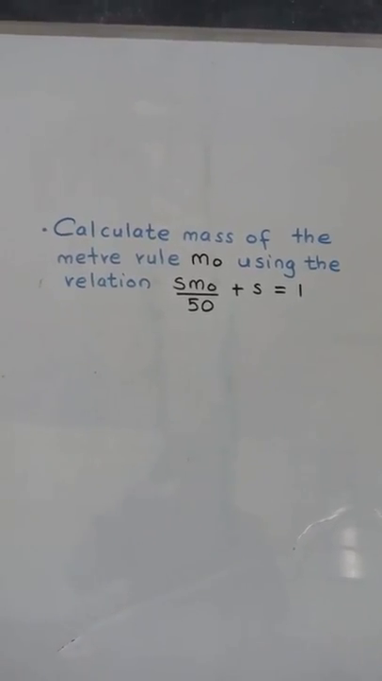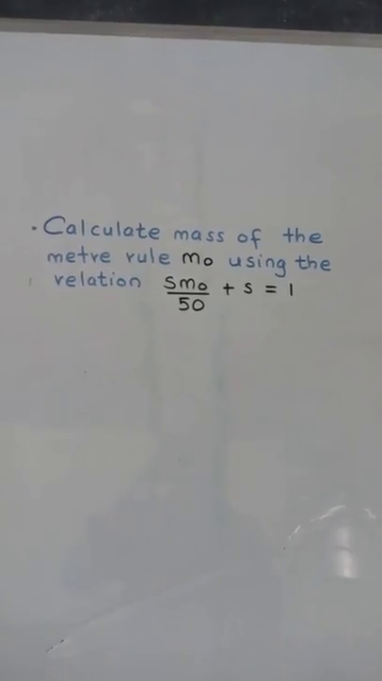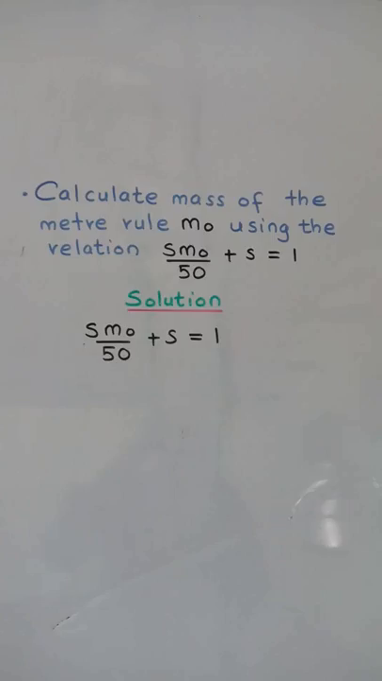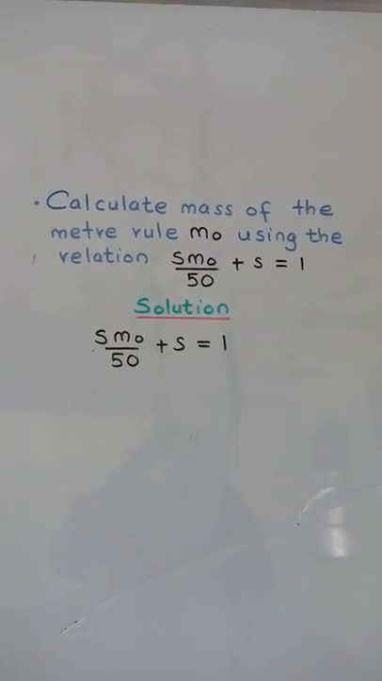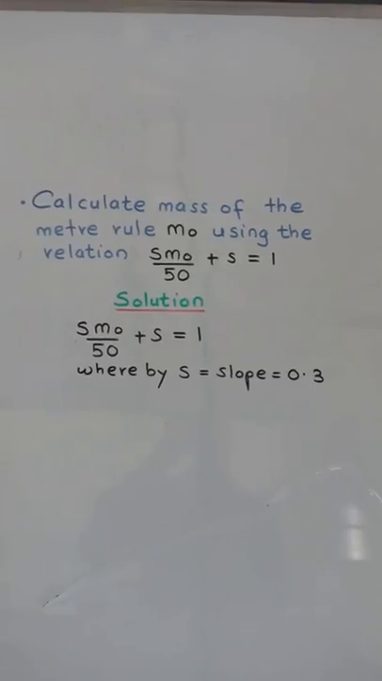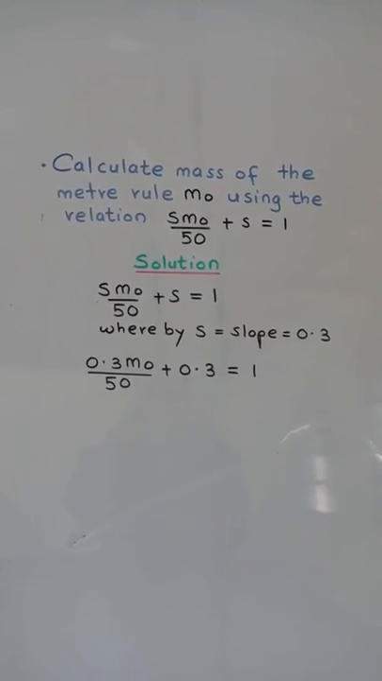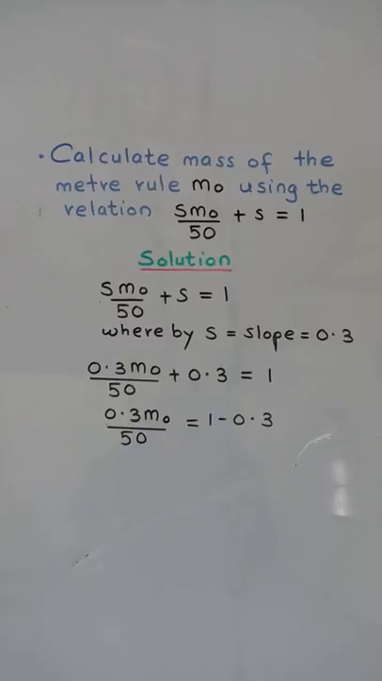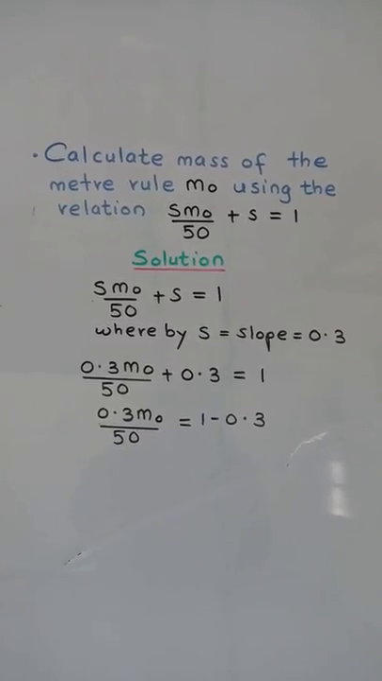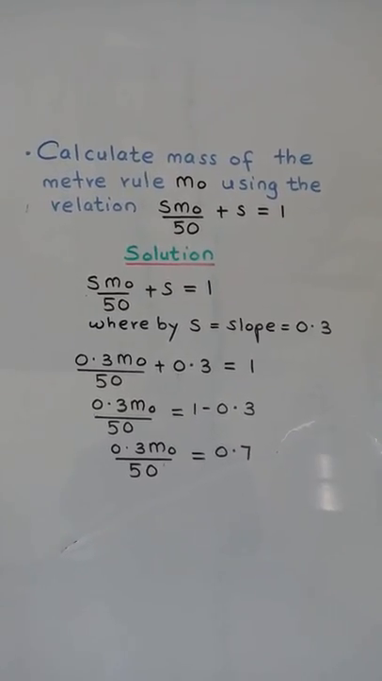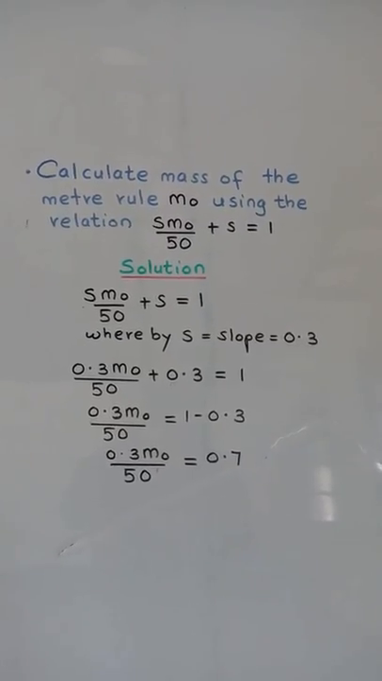Calculate mass of the metre m naught using the relation S m naught over 50 plus S is equal to 1. Solution: S m naught over 50 plus S is equal to 1, whereby S is equal to slope, which is equal to 0.3. Then 0.3 m naught over 50 plus 0.3 is equal to 1. Then 0.3 m naught over 50 is equal to 1 minus 0.3. Then 0.3 m naught over 50 is equal to 0.7.